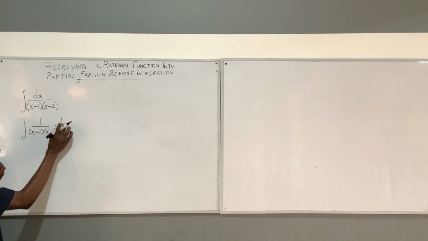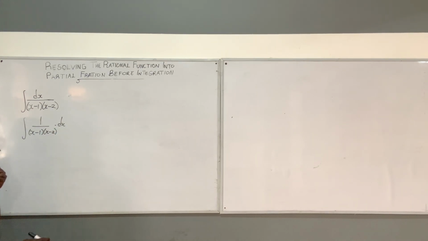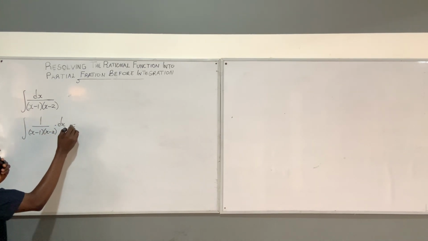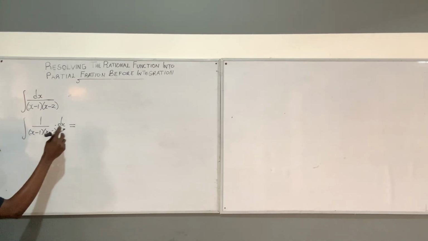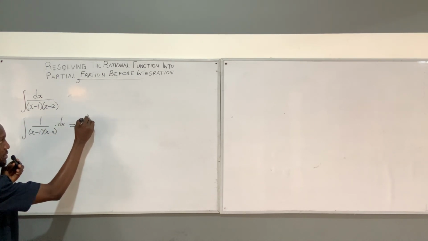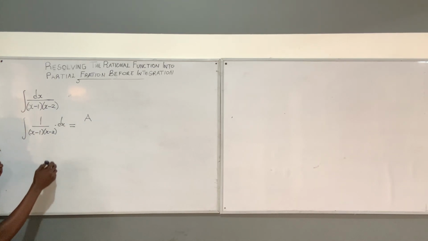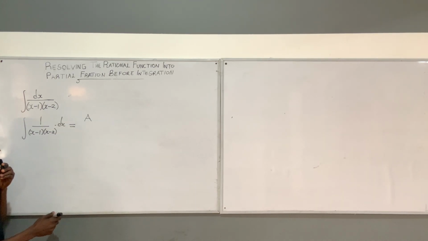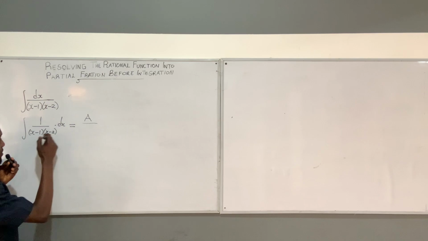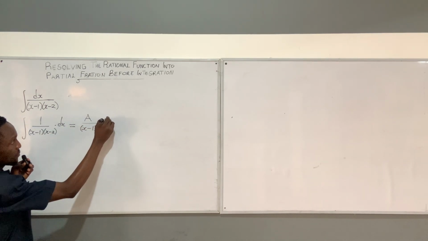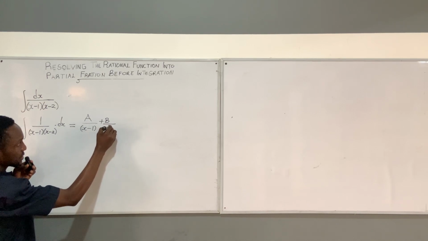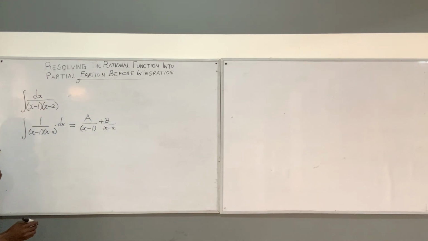Now, let us resolve this into partial fraction. Partial fraction says that if you have a linear factor, represent the first linear factor with a constant A, and represent the second linear factor with a constant B. So we have A divided by x minus 1 plus B divided by x minus 2. As simple as that, okay?